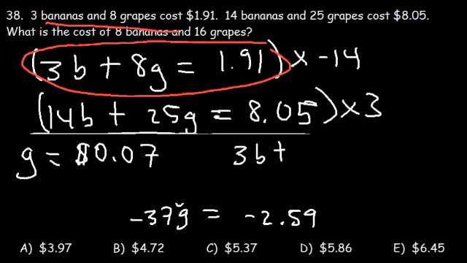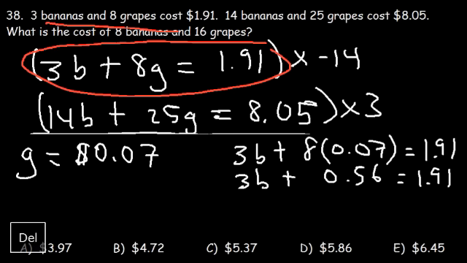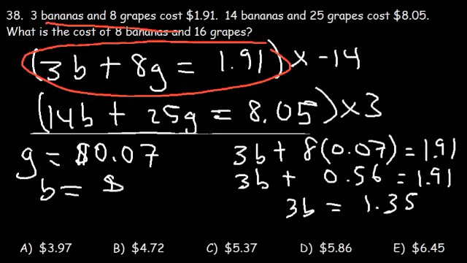3b plus 8 times the value of a grape, which is 7 cents, is equal to $1.91. So 8 times 7 cents, that's going to be 56 cents. And $1.91 minus 56 cents, that's going to be $1.35 for 3 bananas. So therefore, if we divide that by 3, we can get the cost of a single banana. So each banana costs 45 cents.